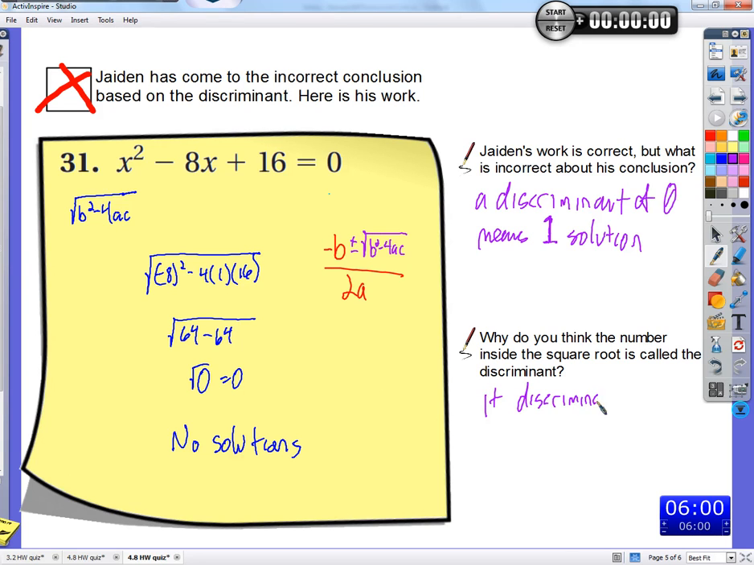So it discriminates between different kinds of solutions.